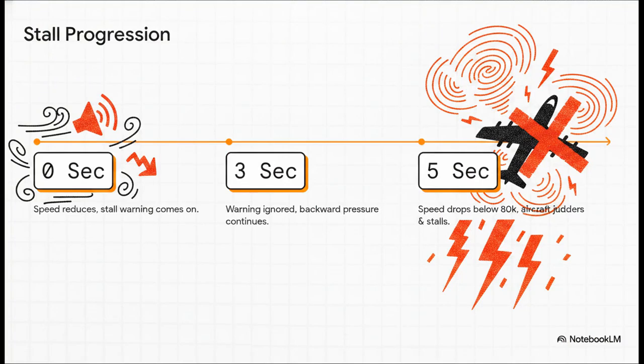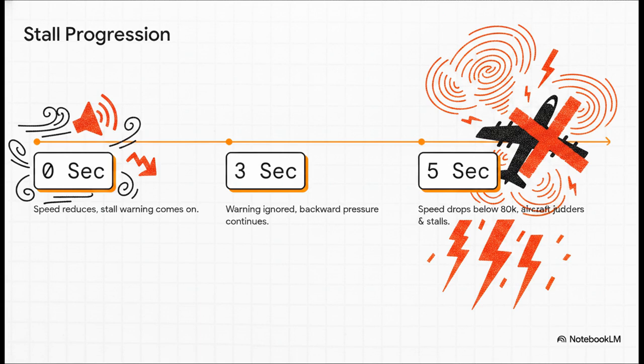Let's step through the terrifying timeline of what goes down if a pilot stubbornly continues a bad turn and just ignores the aircraft screaming at them. At 0 seconds, as you increase your bank and back pressure, your airspeed rapidly bleeds off, and that stall warning blares. Now let's say at 3 seconds, you just ignore it and keep pulling that control column back.